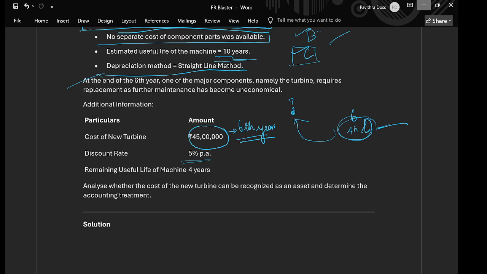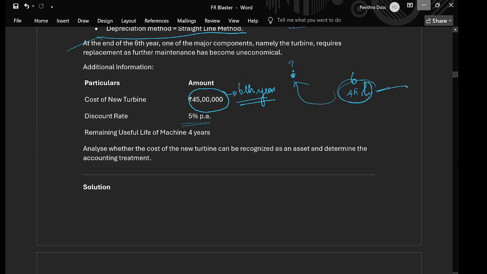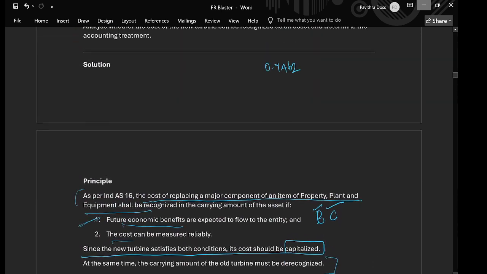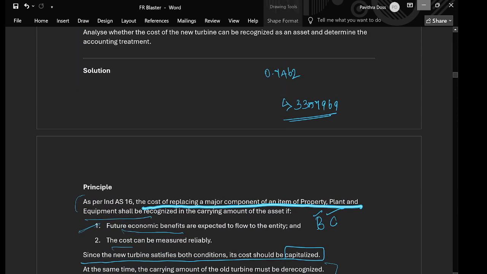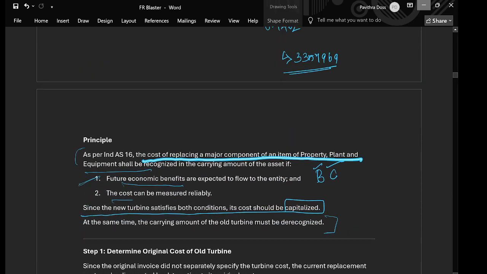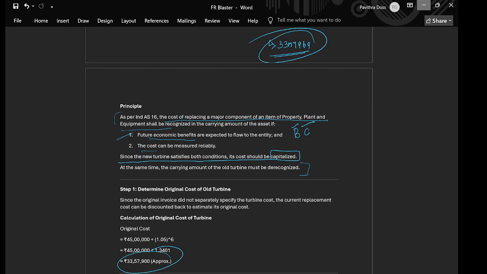So 1 divided by 1.05 to the power 6, which is 0.7462, into 45 lakh. So the value at the beginning of the first year we are getting as 33,57,969. So they have rounded it off to 33,59,900.